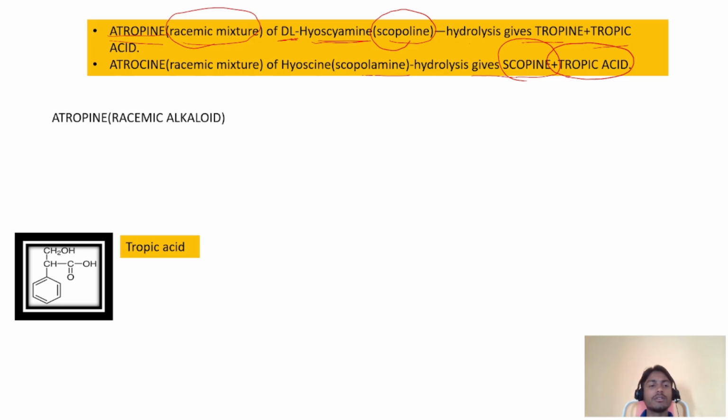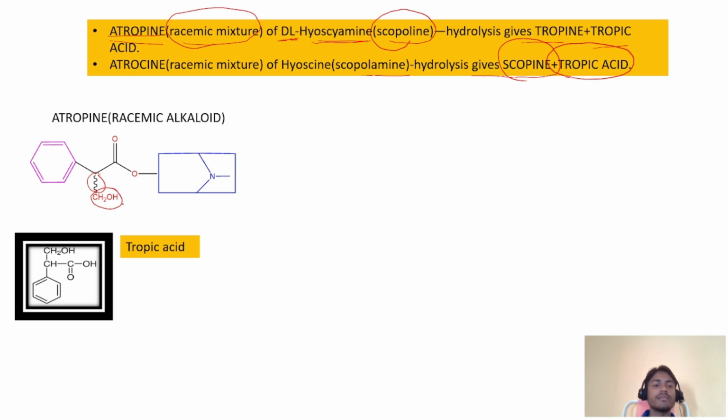Next comes atropine. This is a racemic alkaloid. So this is the structure of atropine. This bond we call a wavy bond. A wavy bond indicates the direction is unknown. So the CH2OH, the methanol substituent, direction is unknown, meaning sometimes it will be above the plane, sometimes it will be below the plane.